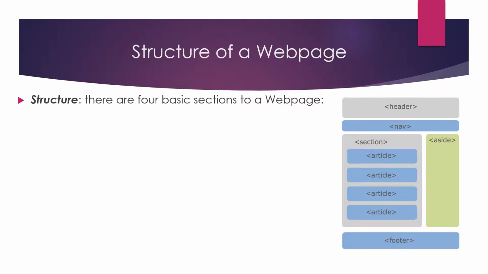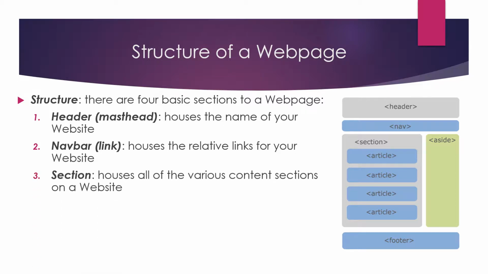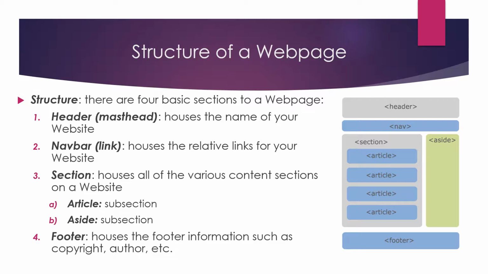In this chapter, we are going to find there are 4 basic sections to a web page. You have the header, which will include our masthead. This houses the name of your website. You have the nav bar, which houses the relative links for your website. Section. This houses all of the various content sections on a website. Article is a subsection. Aside is a subsection. And then we have our footer, which houses the footer information such as copyright, author, etc.